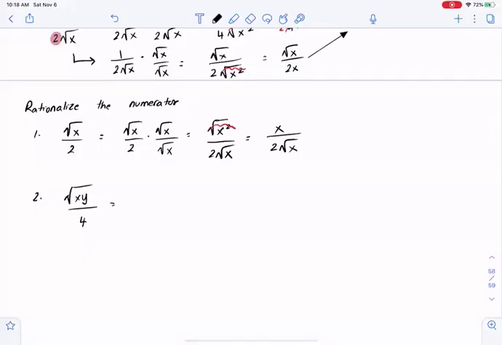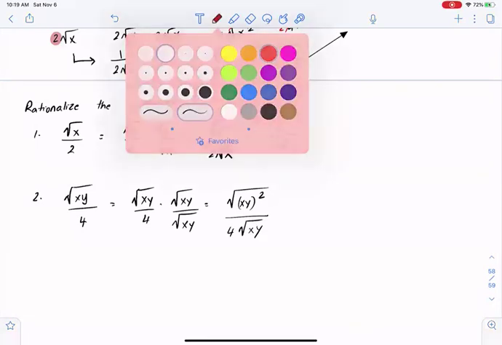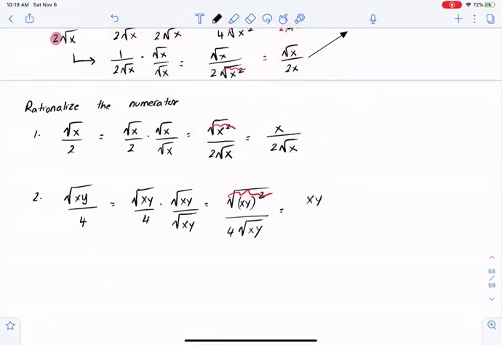So since we want to rationalize the numerator, we are going to multiply and divide by the numerator, square root of xy divided by square root of xy. Square root of xy times square root of xy would be square root of xy squared. The root and the square will get cancelled. So we will have xy over 4 square root of xy.